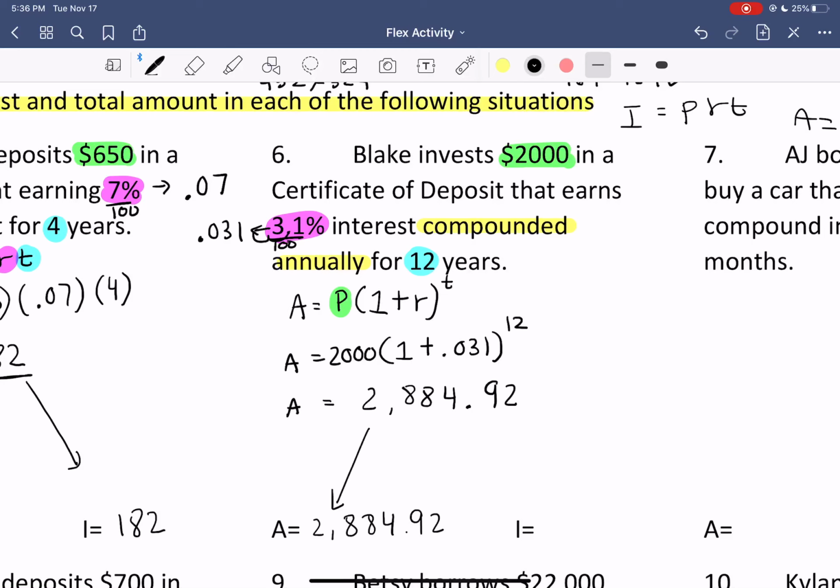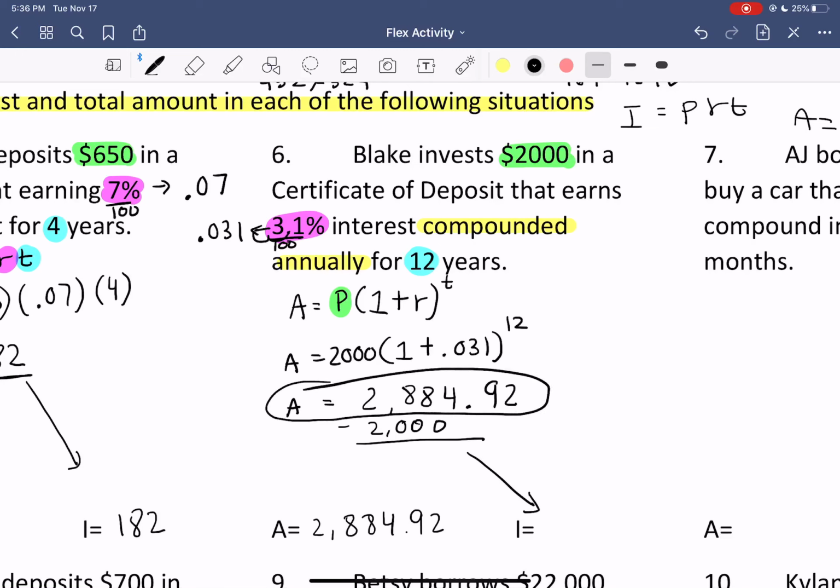And in order to find the amount of interest that we have earned on this account, we're going to have to take our amount, 2,884.92, and subtract. So to find interest, we have to subtract our principal amount, which was 2,000. And that number is going to go here. So let me make sure that's clear. So we're going to take this number right here, which goes there. And then whatever we get in this space is going to go in our interest. So when I subtract 2,000, I get 884.92.